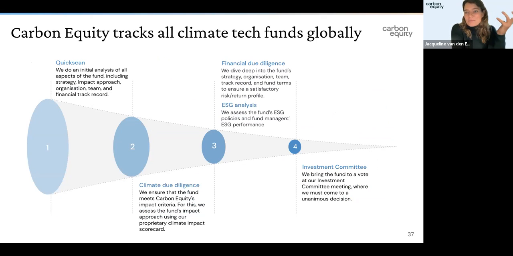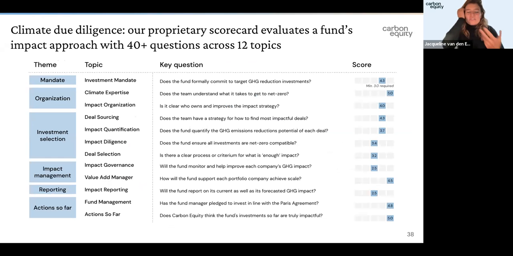Well, there are four steps in this process, of which the first and most important step in our process is the climate diligence step. And the climate diligence step helps us differentiate what are funds that are truly and intrinsically and consistently motivated and aligned to achieve climate impact versus what are funds that are more superficially committed to climate impact, what we might also call greenwashing. Now, on the next slide, we can get an understanding of how we do that.